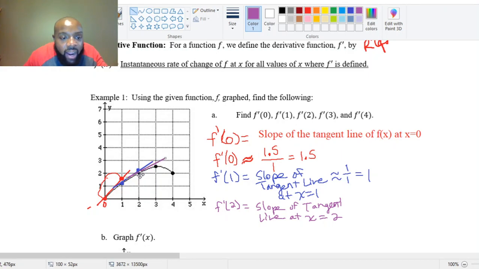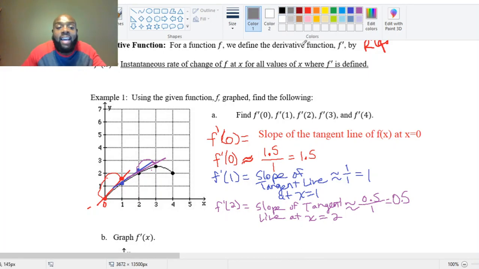This point is right above 2, right? So if I use my rise over my run, I hope you guys are seeing what I'm doing. Even with colors, it's still kind of messy. But it looks like I go up about half of a unit and then to the right 1 unit, and I'm back on that line. So I go up about 0.5 and to the right 1 unit, and that equals about 0.5. So my derivative at x equals 2 is about 0.5.